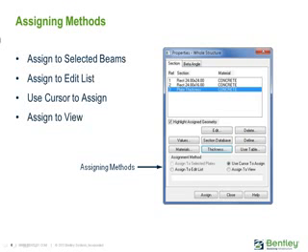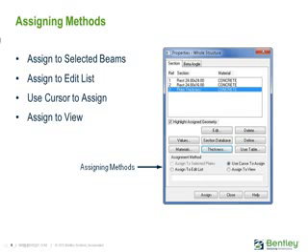Assigning properties to any structural model in STAAD.Pro is typically a two-step process. We will first start by defining our properties through the Properties dialog, and then we need to assign it to the model. And we have several different assignment methods that we can use in order to accomplish this.